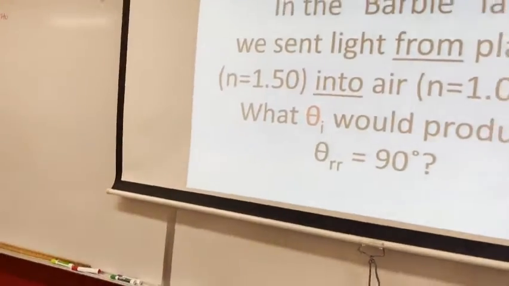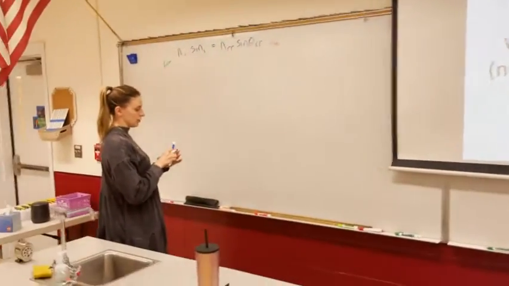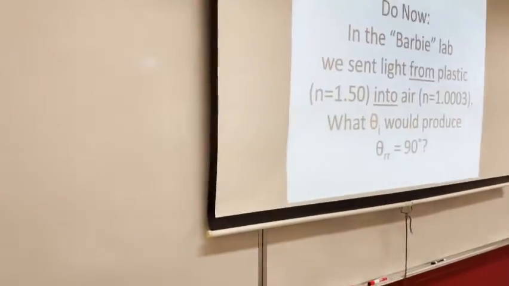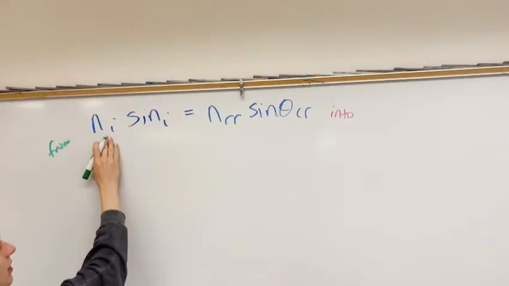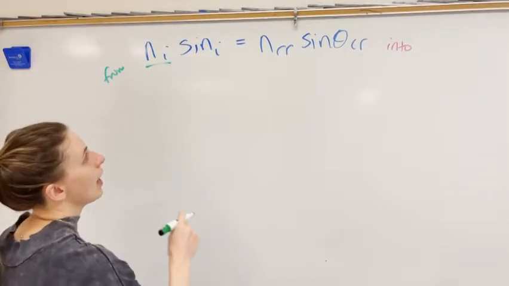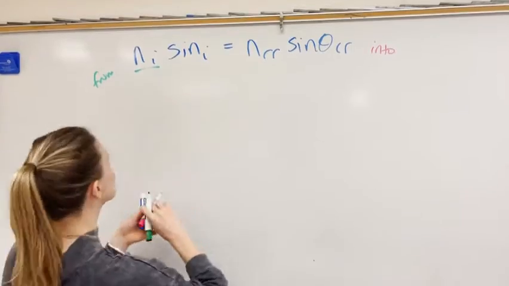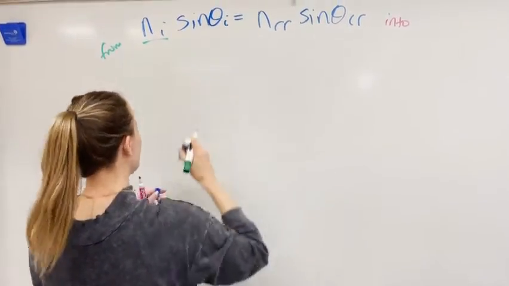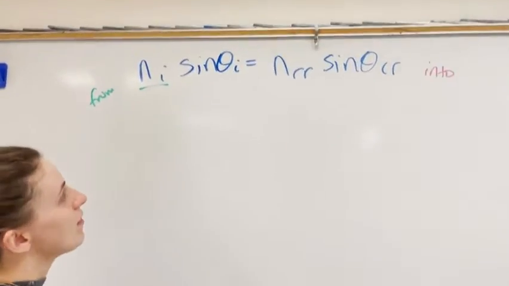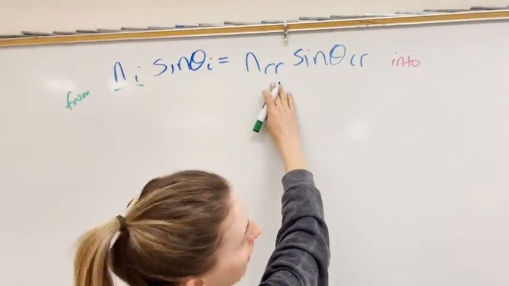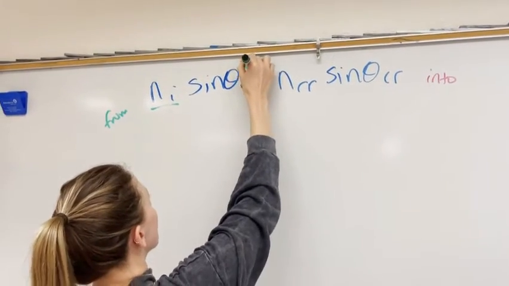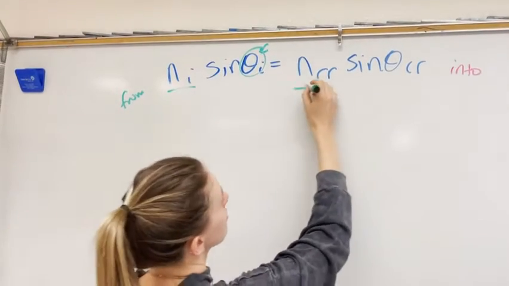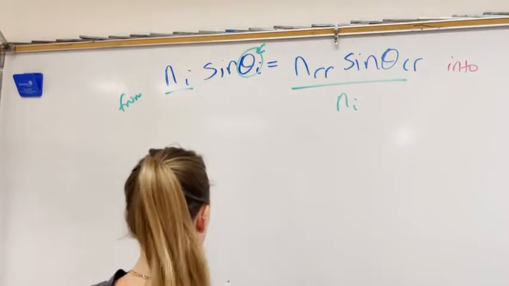Okay, now that you guys are done, I'm going to work through it here. We said it's going from plastic, so this is going to be plastic right here. Don't forget to put the theta in. Oh, I forgot it. I get too excited about writing the word incident. Then we're going into this, and what are we trying to find? The angle of incidence. So I'm going to start off by dividing by this, my angle of incidence here.